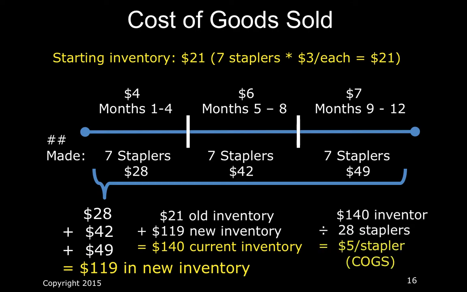To calculate the weighted average COGS, we divide the current inventory of $140 by the total number of staplers. And that would be the 28 staplers, which gives us a weighted average COGS per stapler of $5. If 10 staplers were sold that year, we would assume that under the weighted average method, the COGS for each stapler is $5, or $50 for all 10.